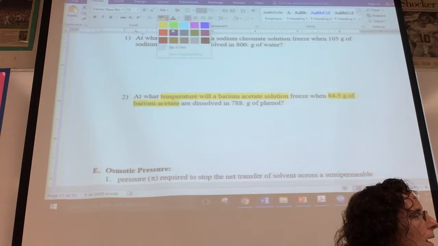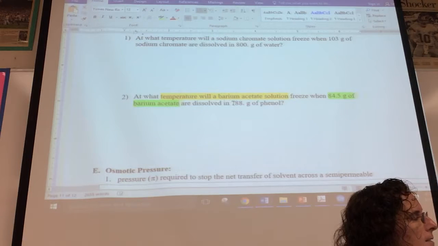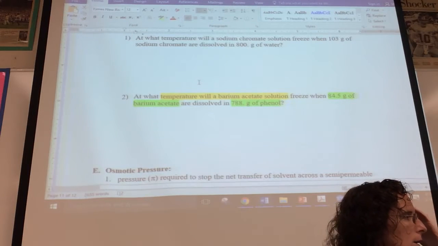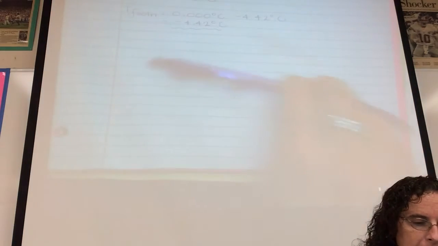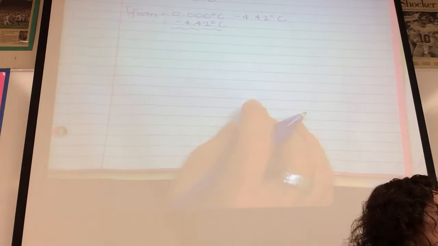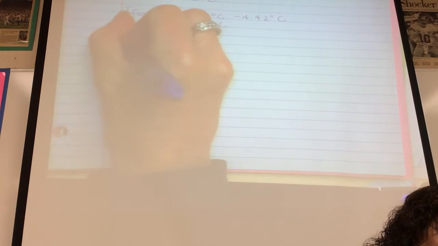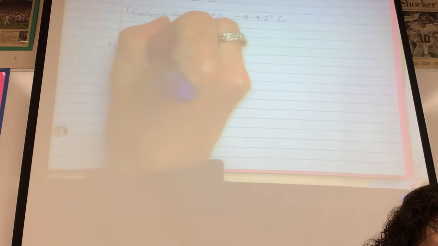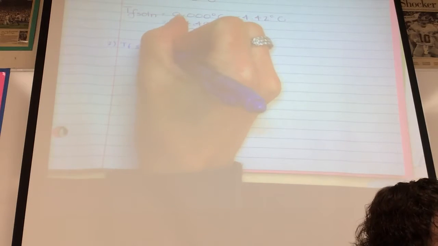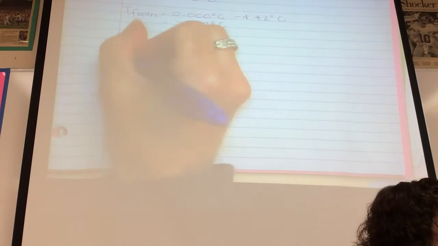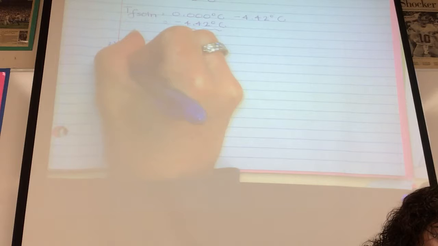Highlighted in green is the mass of the solute, and 788 grams of phenol represents the mass of the solvent. Good. So we've got the information. We'll get it down, and then we're going to see if you can get it to rip. So on number 2, the freezing point of the solution. The mass of the solute.